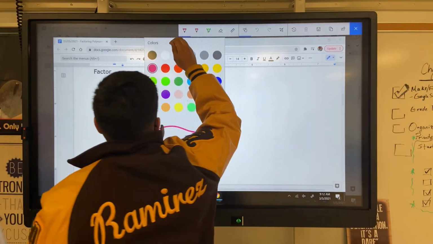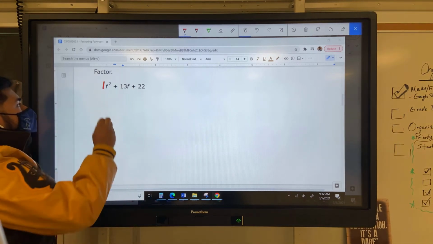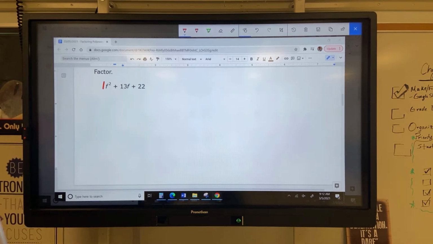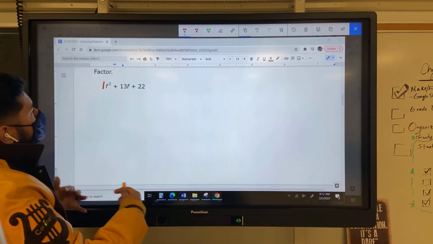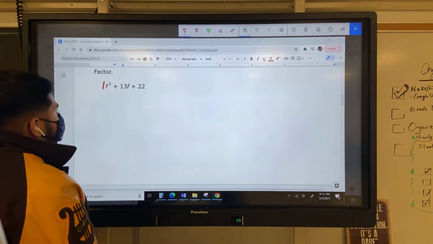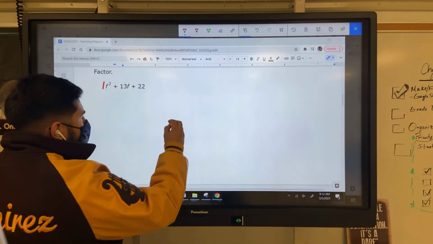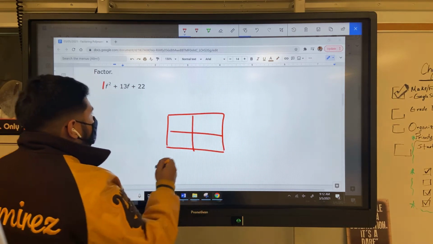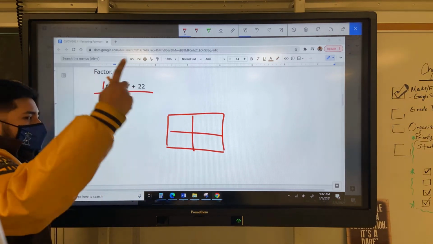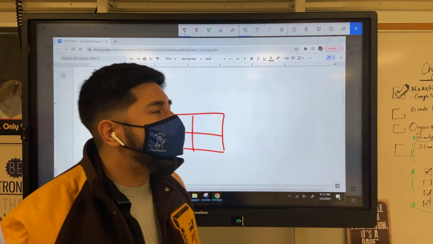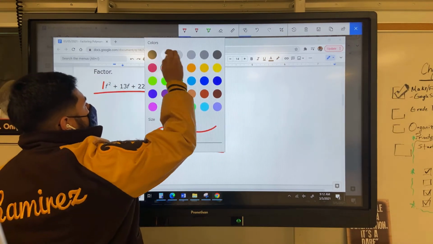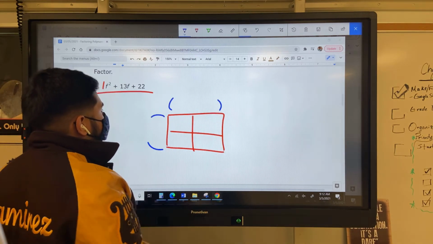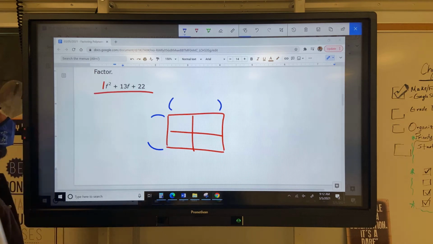For starters, I'm just going to do myself a favor. I'm going to put a 1 in front of the 1f because it exists. There's no number there, so don't forget it's an imaginary 1. And then I need to determine a few things. So if I were to have the box method, this was my answer in the previous problem. So now we're going backwards. What do I want to end up getting? I want to get the binomial up here and the binomial on the side.